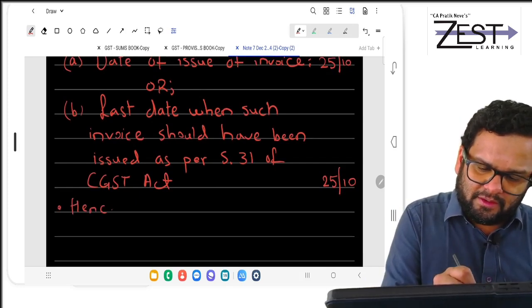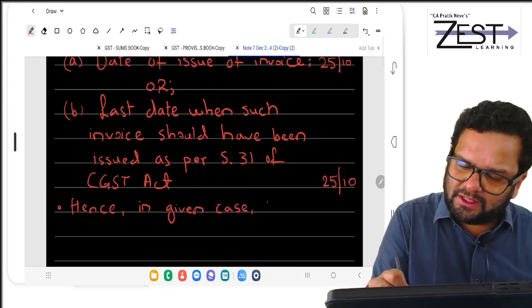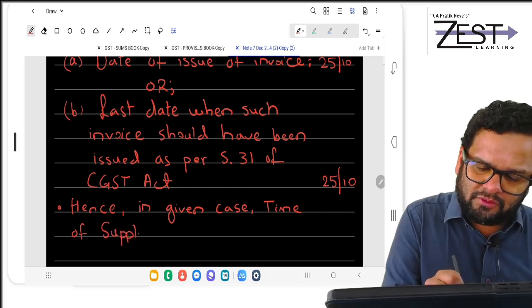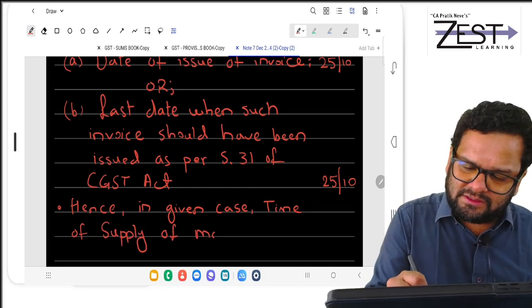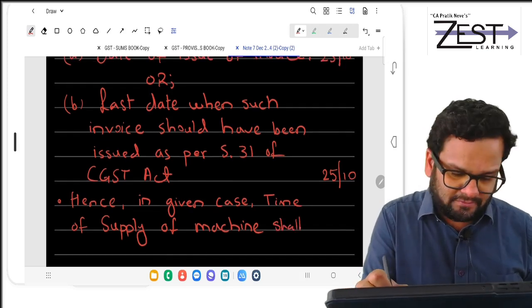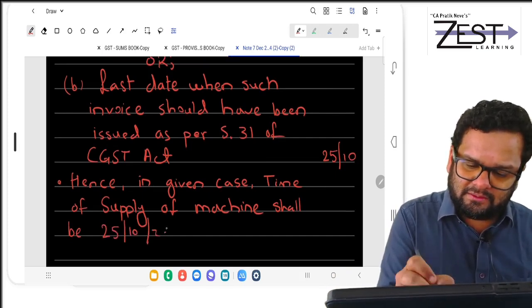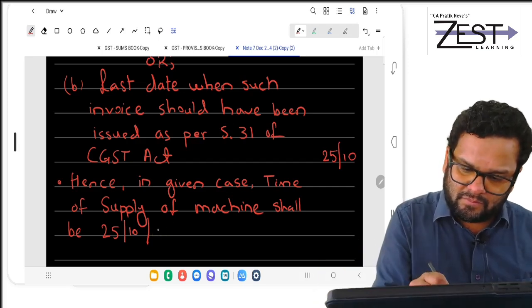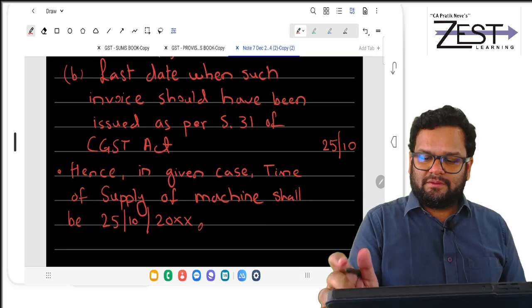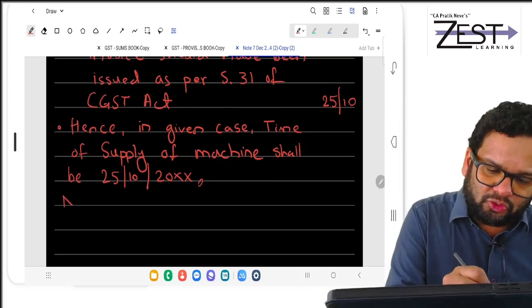Hence, in the given case, time of supply of machine shall be 25/10. Clear? Understood? Write notes.